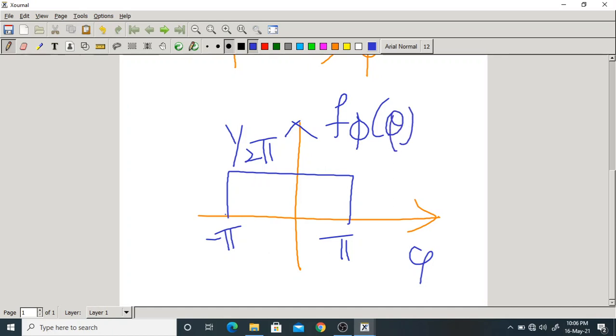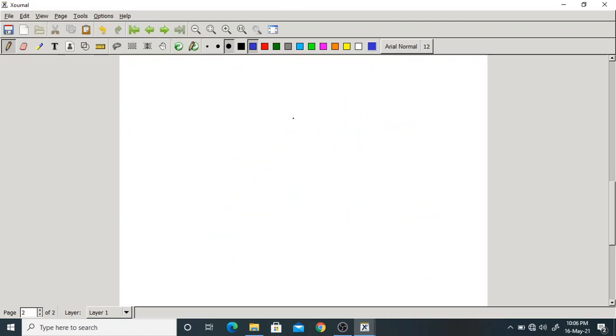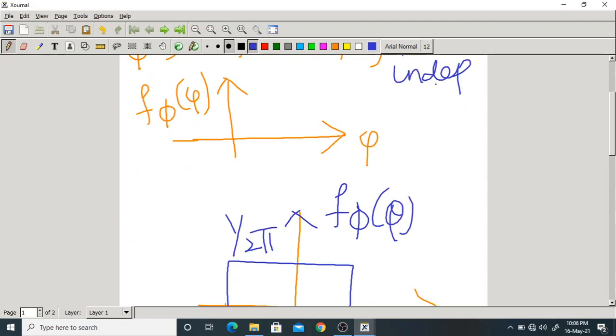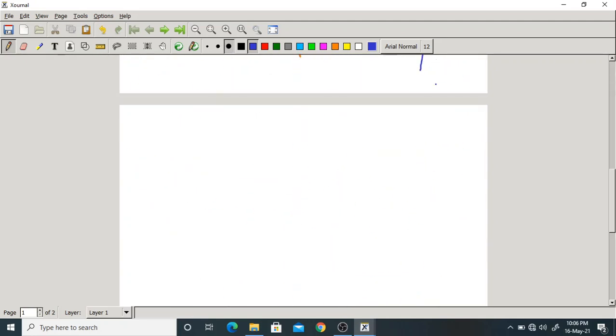Now r is also random. One more thing is that these r and phi are independent. They mentioned that both are independent random variables. Now we have to find out the ACF of x of t.